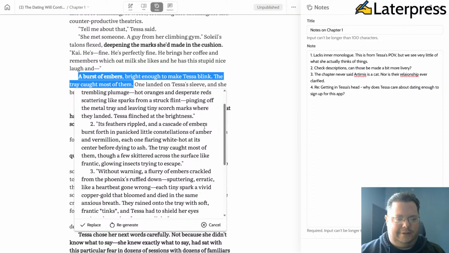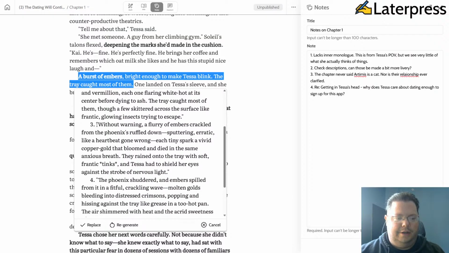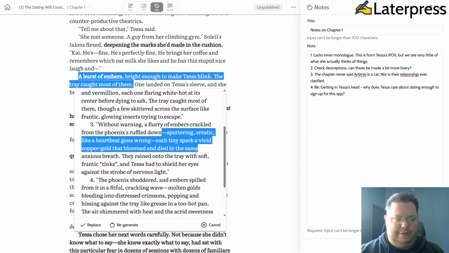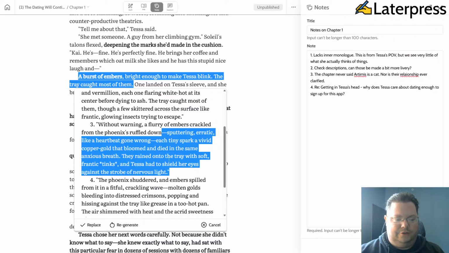2. Its feathers rippled and a cascade of embers burst forth in panicked little constellations of amber and vermilion, each one flaring white hot at its center before dying to ash. The tray caught most of them, though a few skittered across the surface like frantic, glowing insects trying to escape. 3. Without warning, a flurry of embers crackled from the phoenix's ruffled down, sputtering erratic like a heartbeat gone wrong, each tiny spark of vivid copper gold bloomed and died in the same anxious breath. They rained onto the tray with soft, frantic tinks, and Tessa had to shield her eyes from the strobe of nervous light.